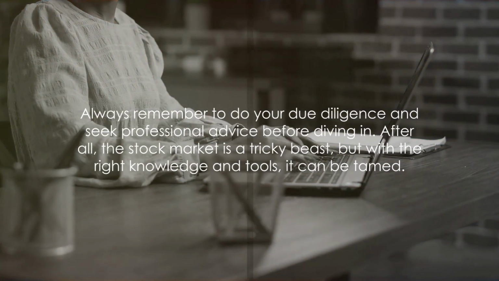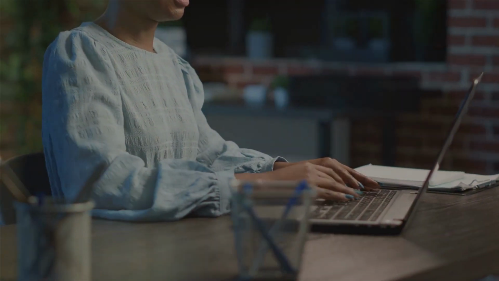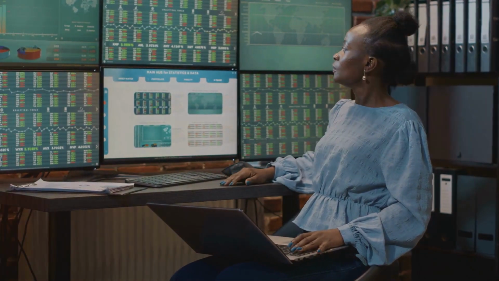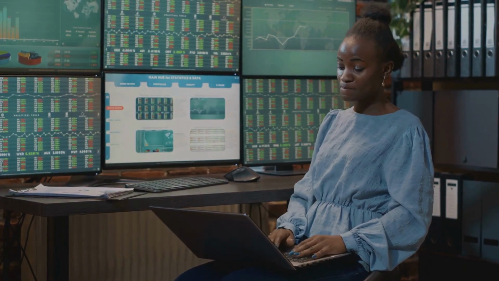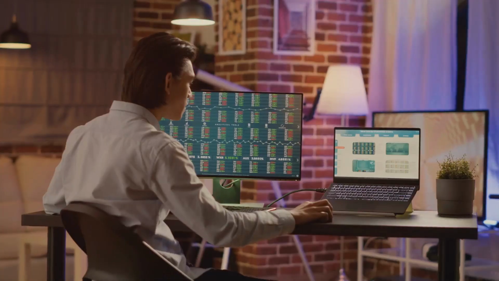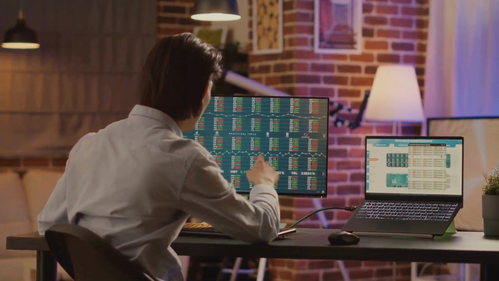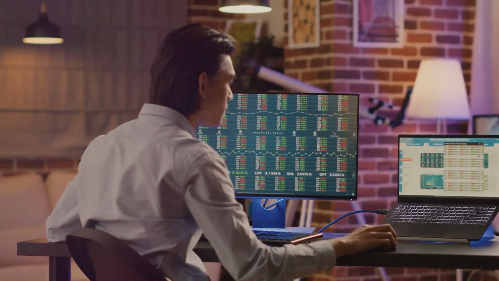In a nutshell, the SQQQ ETF can be a potentially lucrative tool during a market downturn. However, like any investment, it's not without its risks. So, always remember to do your due diligence and seek professional advice before diving in. After all, the stock market is a tricky beast, but with the right knowledge and tools, it can be tamed.